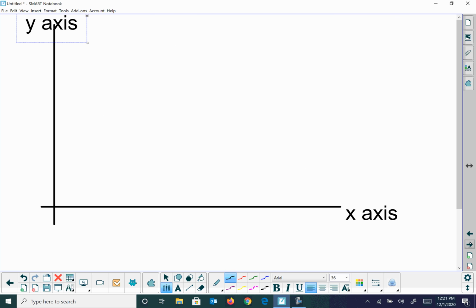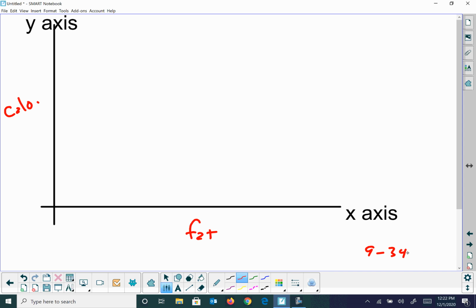So we have our x and our y axis. We're going to call the x-axis fat and the y-axis calories. Then we want to count it off. From our data, the x-axis basically went from 9 to 34, so we want to space it out. Maybe we can count by fives. I went a little bit beyond our data, but that's okay.